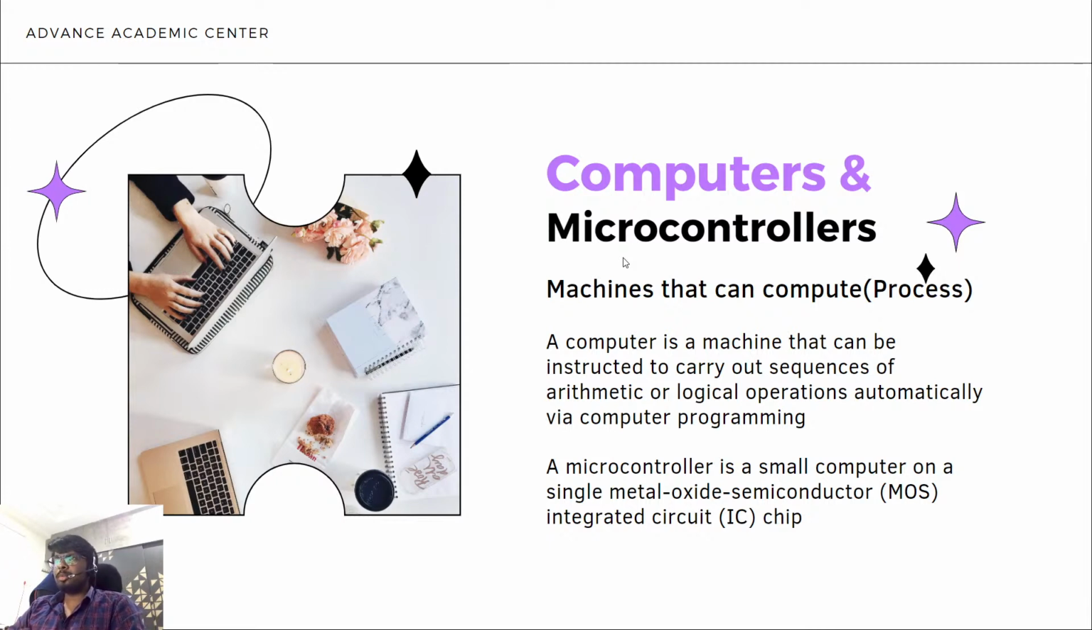To talk in terms of a computer science student or an educated person, we can follow this definition: a computer is a machine that can be instructed to carry out sequences of arithmetic or logical operations automatically via computer programming. The meaning behind this definition is that you write a sequence of steps, either arithmetical, logical, anything. That's what is called computer programming.